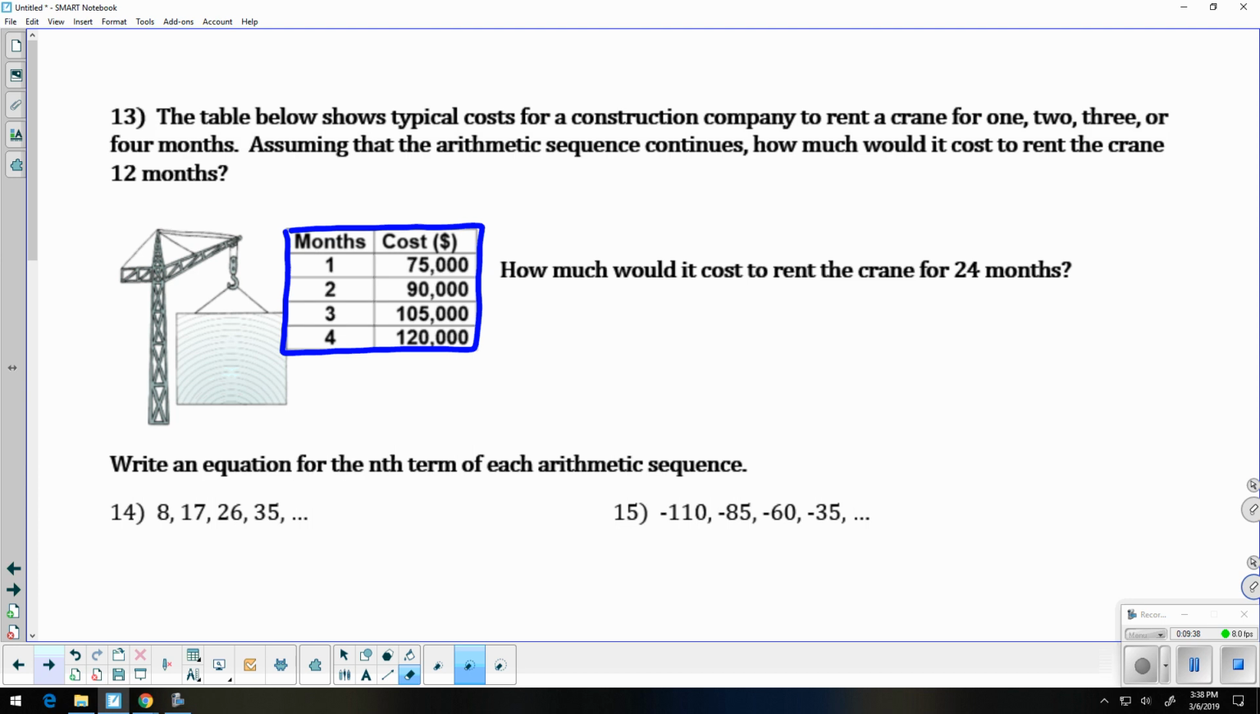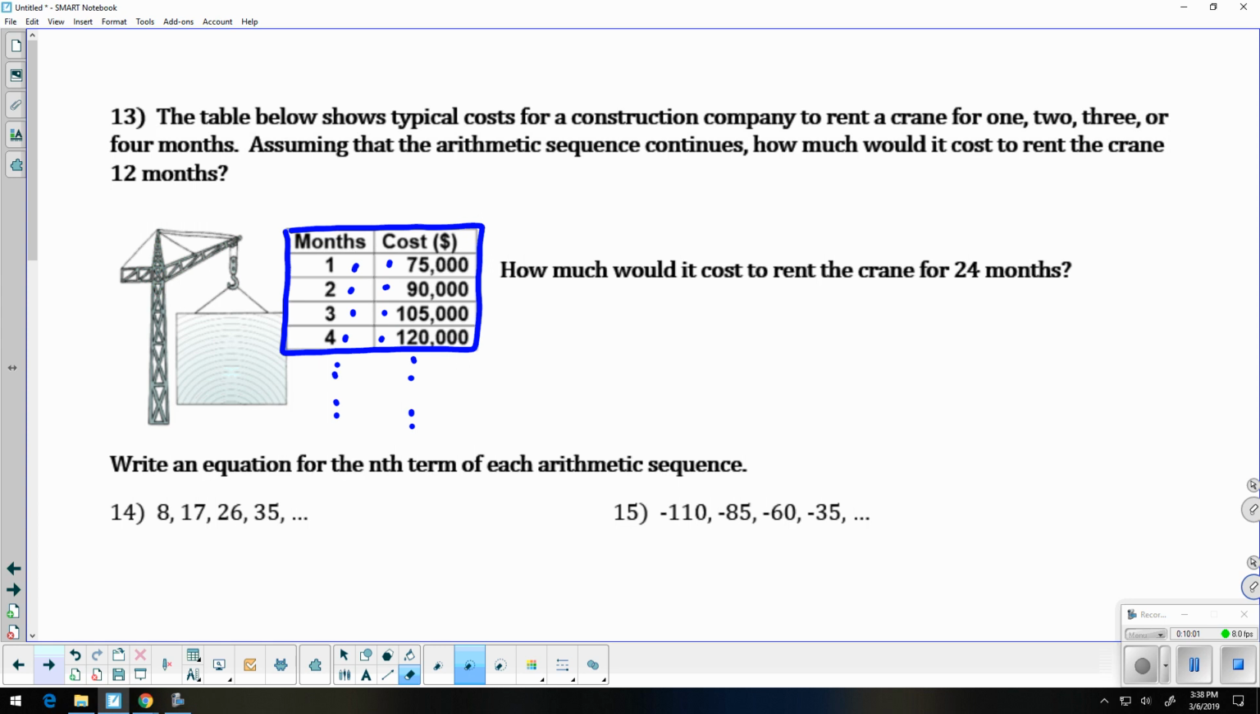So for 1 month, it's $75,000. 2 months to rent the crane, $90,000. 3 months, $105,000. 4 months is $120,000. So assuming that this sequence continues, we want to know how much it will cost us to rent it for 12 months, for a full year. Basically, if you just kept on going in this table all the way up to 12, what's the cost going to be?